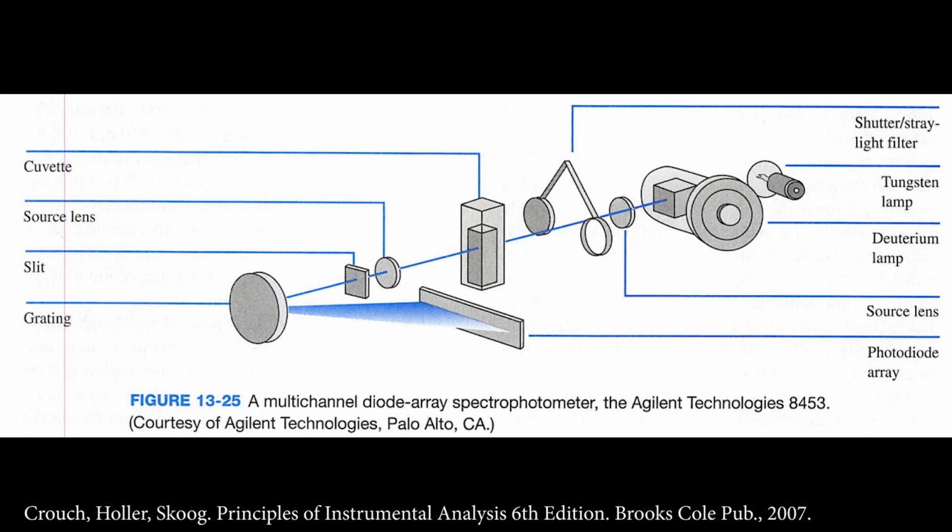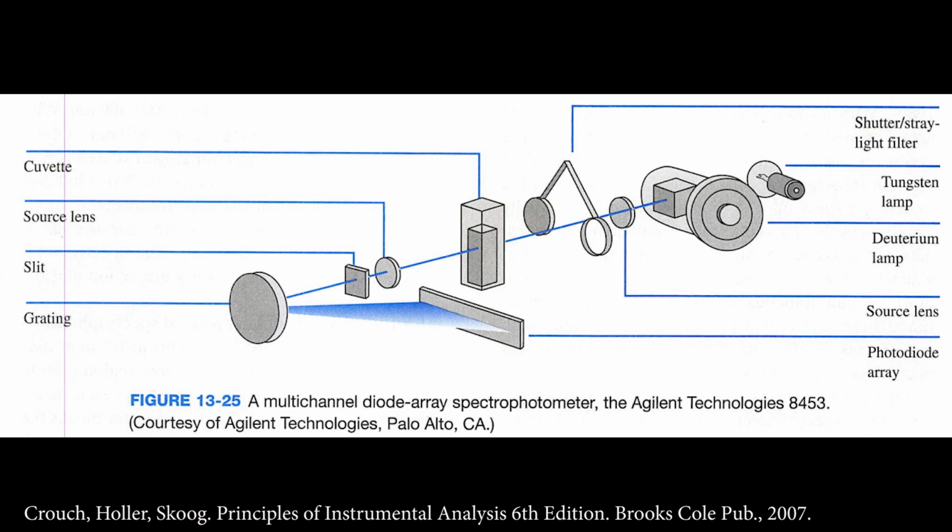So here we have the tungsten and the deuterium lamp. This is actually UV-vis, so they're putting not only white light but also UV light through at the same time. They have a filter or a shutter in there that most of the time is just going to stay open. All of that light passes through the sample, passes through the cuvette. There's a lens to collimate things. There's a slit to make a nice beam. And then it hits the grating.